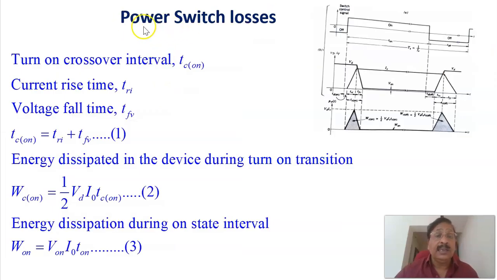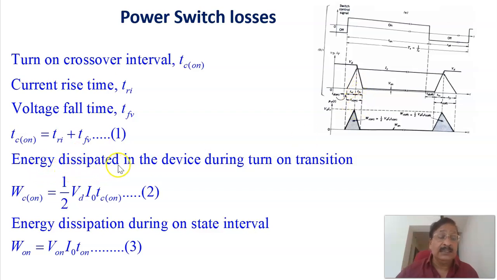Now continuing with the power switch loss, as we have already seen in this diagram, this is the energy loss during the on duration, and this is the energy loss during the off duration. And here there are two timings. One we call the current rise time, that is, the time in which the current is rising. And similarly, the voltage fall time. The sum of these, current rise time plus voltage fall time, t_ri plus t_fv, is called t_c(on), the turn-on crossover interval.